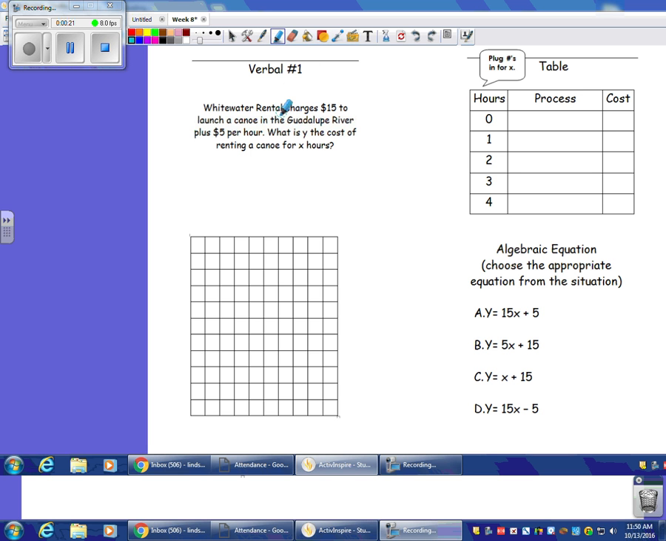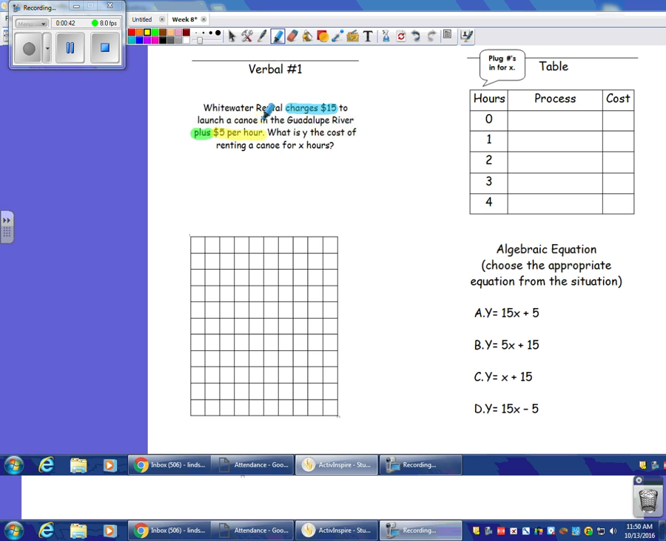It says Whitewater Rentals charges $15 to launch a canoe in the Guadalupe River, plus $5 per hour. What is Y, the cost of renting a canoe for X hours? So we know that they charge $15. We can also see the word plus, and we see $5 per hour.